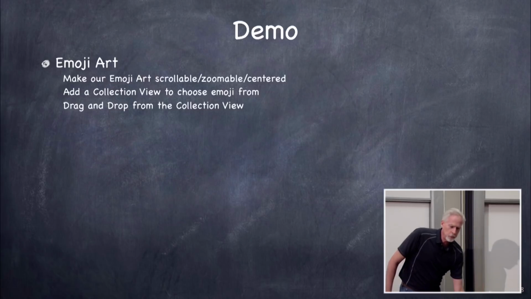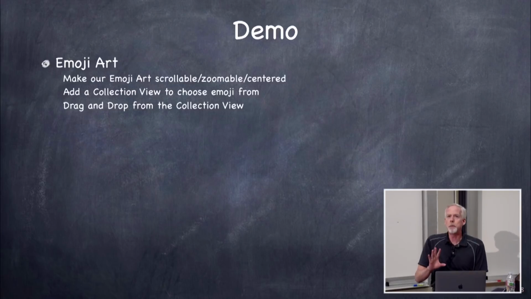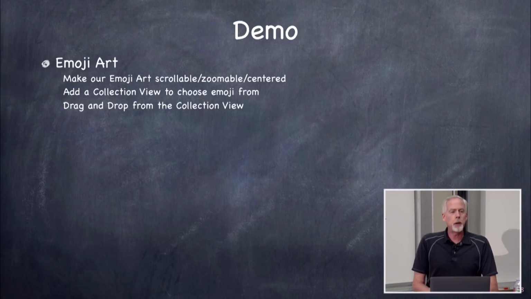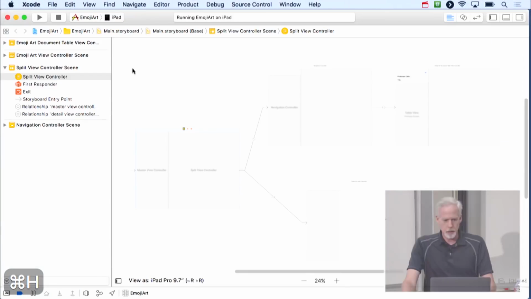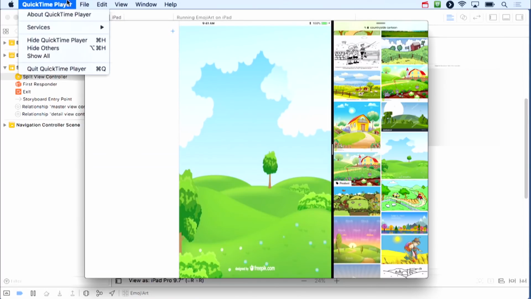All right, so back to emoji art here. What we're going to do is, first, make emoji art scrollable because it just currently is fixed. Then we're going to add a collection view along the top there. You remember it from the demo, where we're going to be able to choose our emoji from. And then we're going to add some drag and drop from that collection view, both into our view and into other apps and vice versa, etc. Okay, so let's take a quick look at what our app looks like so far.